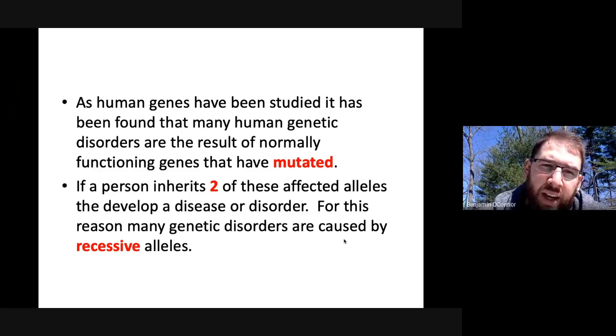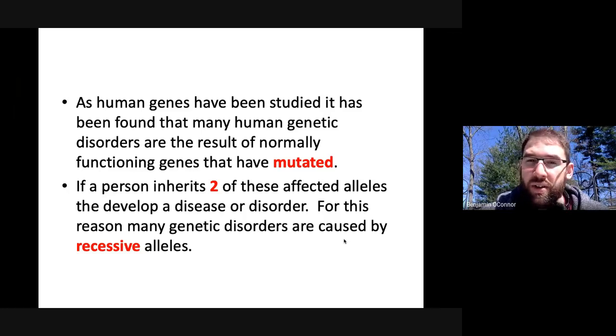Just reading through the slide, as human genes have been studied, it has been found that many human genetic disorders are the result of normally functioning genes that have mutated. So back when we were talking about cancerous cells and we talked about mutagens, there are a lot of substances that humans interact with voluntarily. Again, voluntarily means you don't need to. Humans choose to come into contact with these things, and they will actually on a minor scale mutate your DNA.